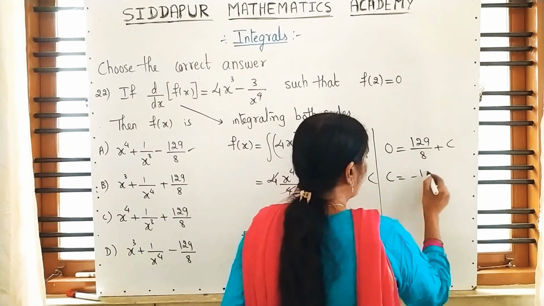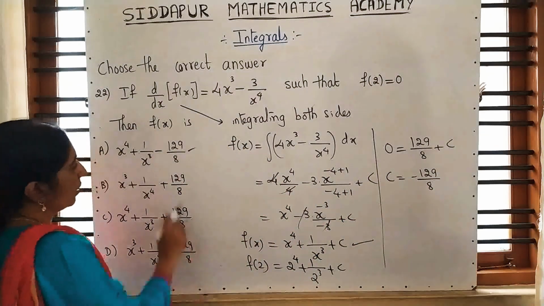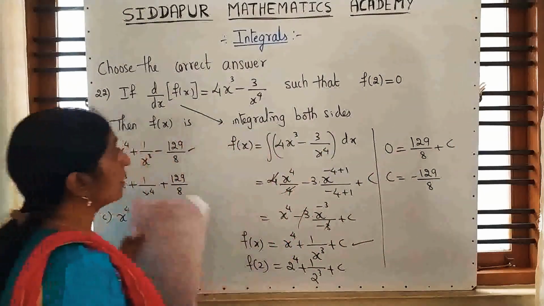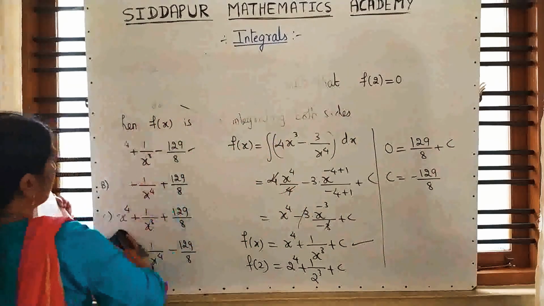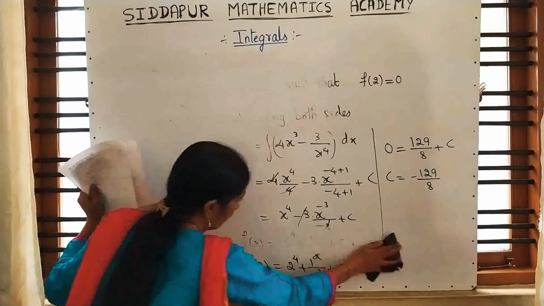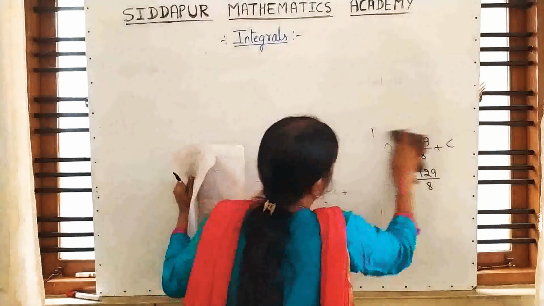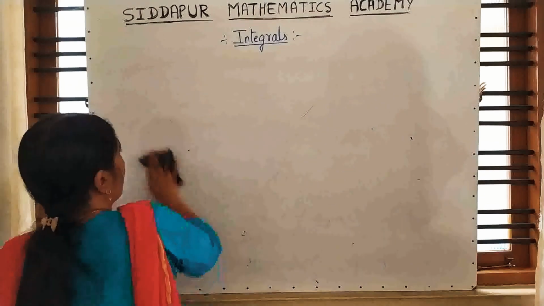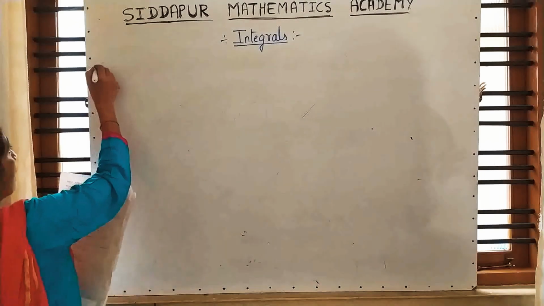So c is equal to what? Minus 129 by 8. Write down that c value here. So c is negative, or what? Yes, minus 129 by 8. This completes exercise 7.1 in NCERT. Now I am giving you some worked examples in that NCERT.